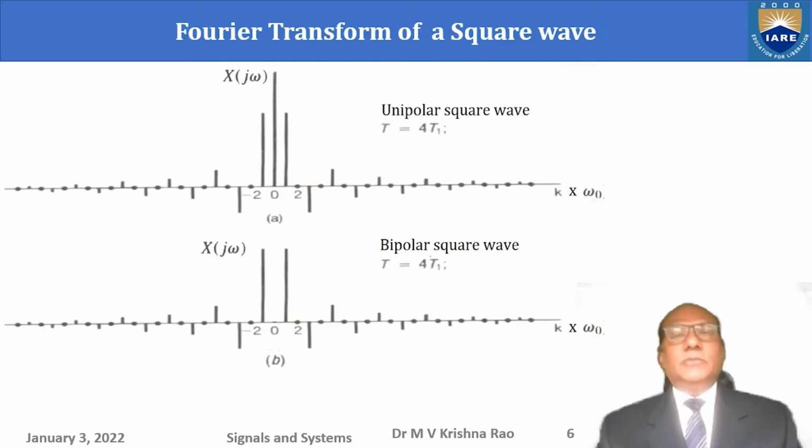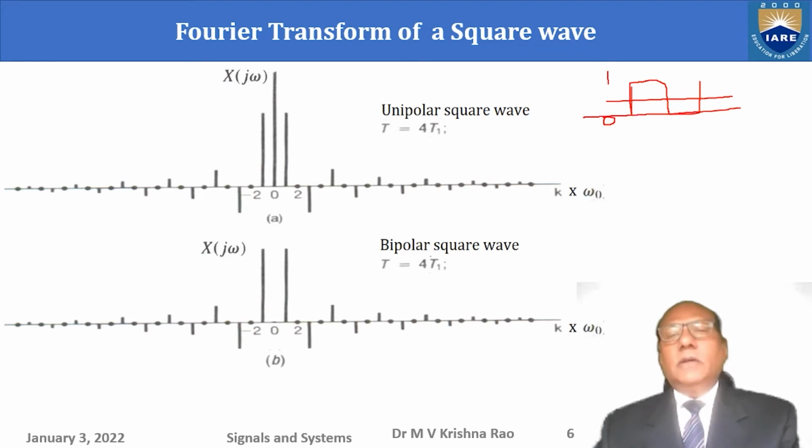Now let us move to the same square wave. When I take between 0 and 1, so this is what I have, 0 level here. Let us take this as 0 level. This is 1. The average value is 0.5. So in this case, it is unipolar.